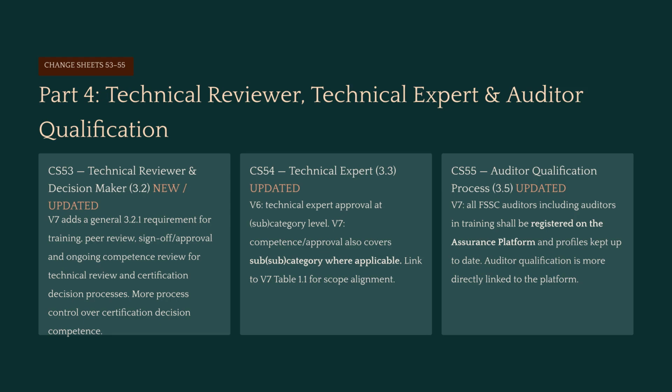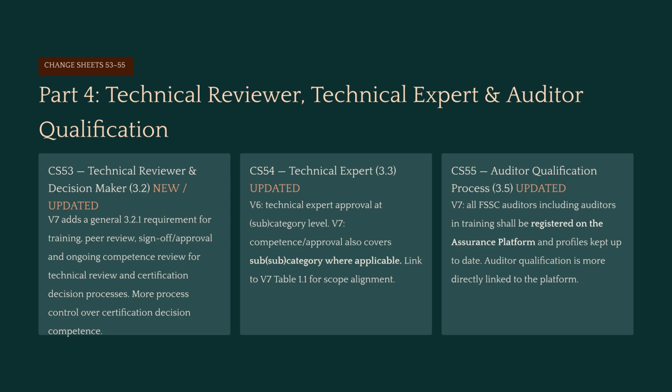This is an important V7 strengthening. It means the CB must not rely only on experience or job title. It must have a controlled process for how reviewers and decision makers are trained, approved, checked, and maintained. This reduces the risk of weak certification decisions.